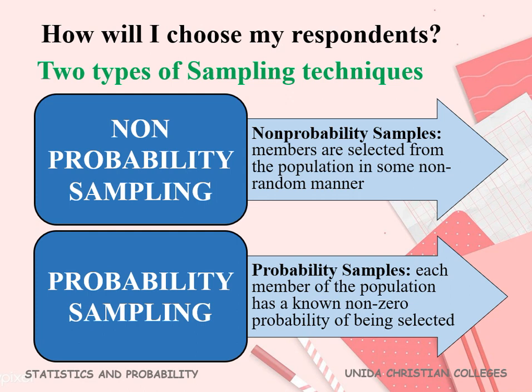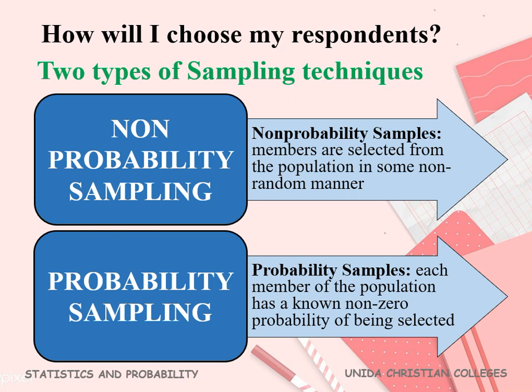So, when we say non-probability sample, members are selected from the population in some non-random manner. While probability sample, each member of the population has a known non-zero probability of being selected. So here, in non-probability po, ikaw mismo yung pumili ng iyong respondents based on their availability, kung saan po mas convenient based on your judgment. Okay? Ibig sabihin, hindi lahat ng member ng population mo may chance na ma-select as a sample. Okay? Kung mapapansin nyo, medyo biased yon.